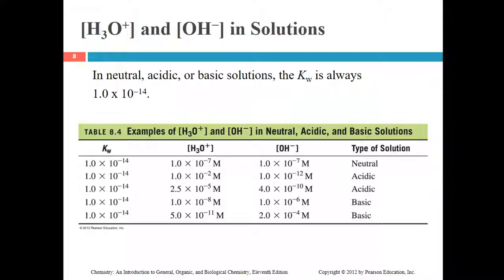So when you look at our different examples of our hydronium ion and our hydroxide ion concentration in acidic, neutral, or basic solutions, you'll notice the Kw didn't change, but when you change the hydronium ion concentration, you will notice what's going to happen to the OH concentration. As the concentration of hydronium ions gets greater, our solution is going to be acidic. If our concentration of hydroxide ions becomes greater, then it's going to become a basic solution.